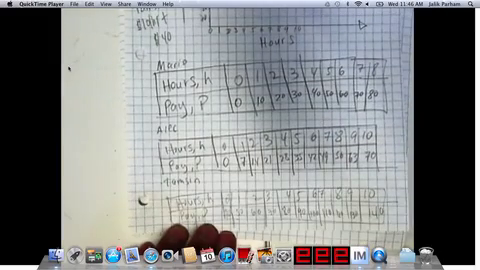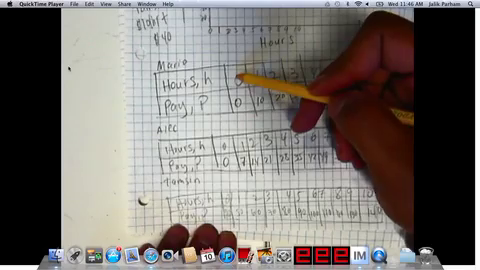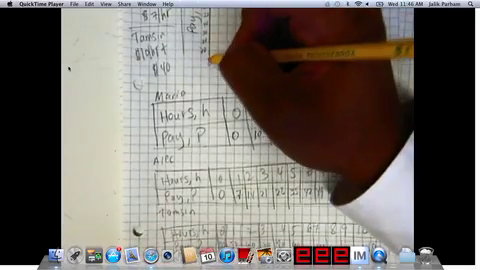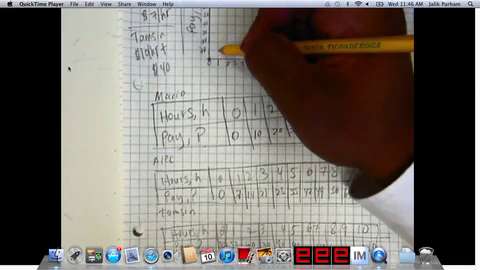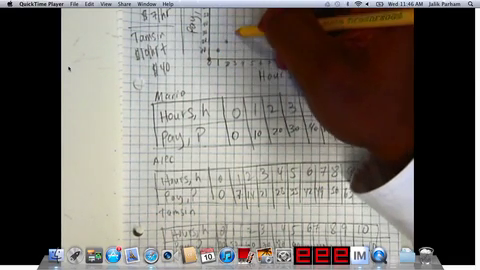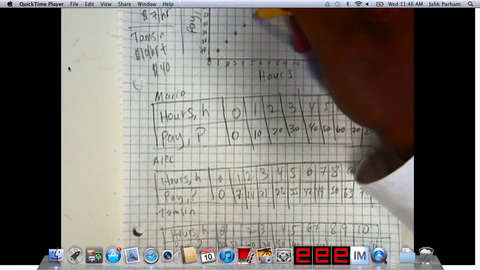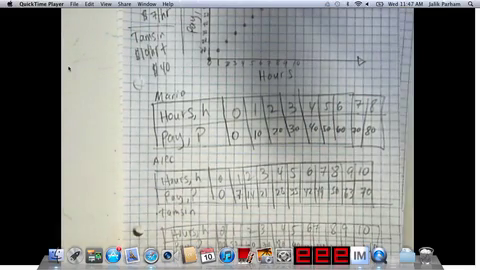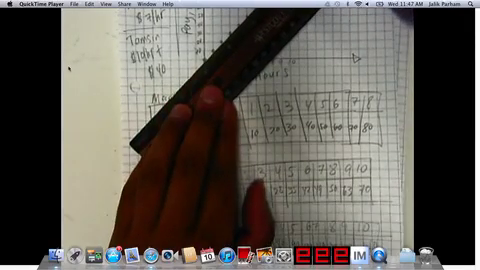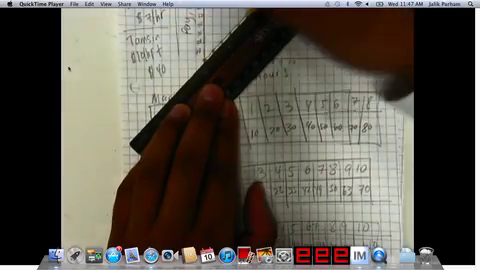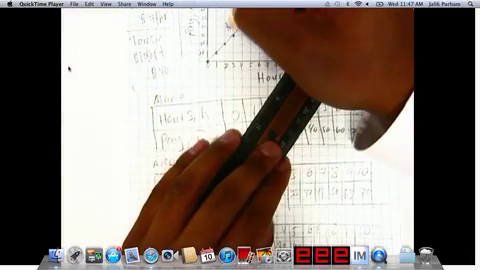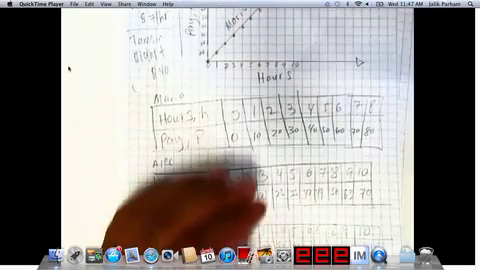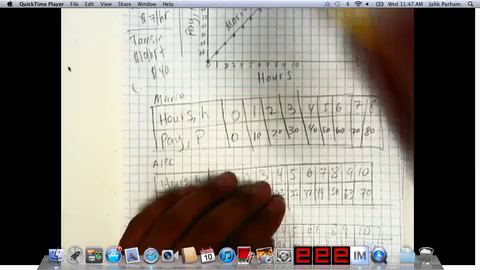Okay? Now what we're going to do is simply graph these three people. Mario, 0 hours, 0 pay. So Mario is right here at the origin, 0, 0. 1, 10, 2, 20, 3, 30, 4, 40, 50, 60, 70, 80, 90, 100. Take your ruler or straight edge, connect the points, and label it Mario. Okay, and that should be a nice straight line.